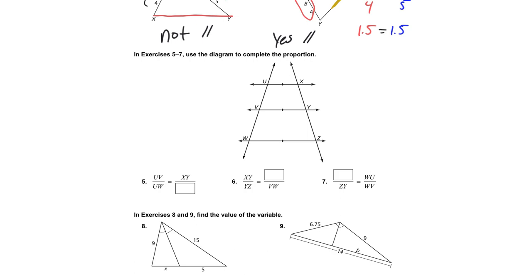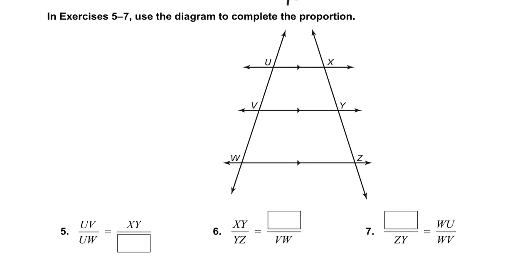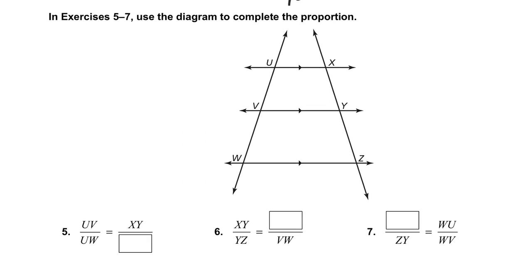Now, let's look at numbers 5, 6, and 7. A little easier to see. We get to use our 3 parallel lines theorem here to fill in these following ratios. So let's look what we have here. And I'll probably do a lot of erasing.